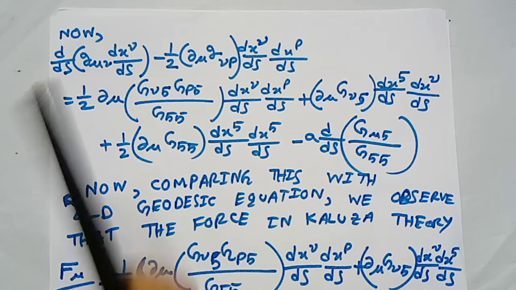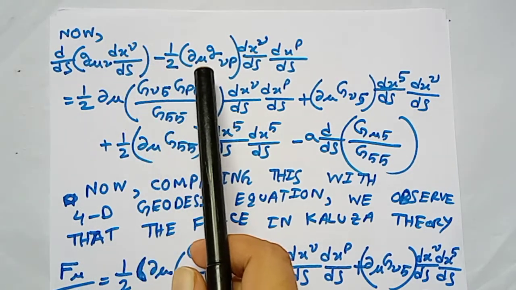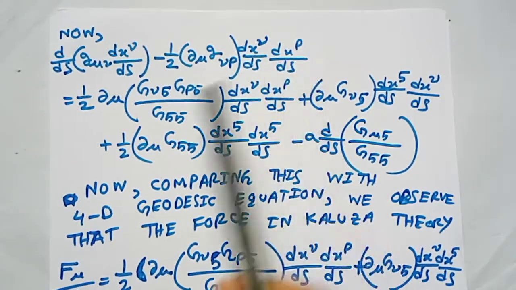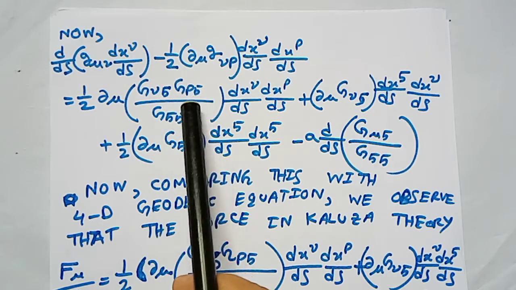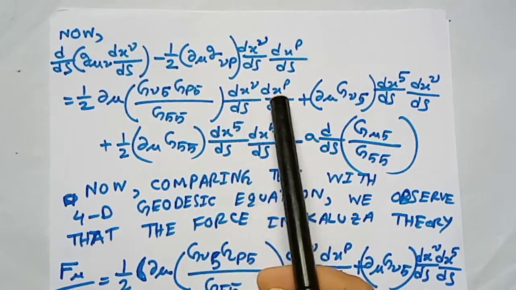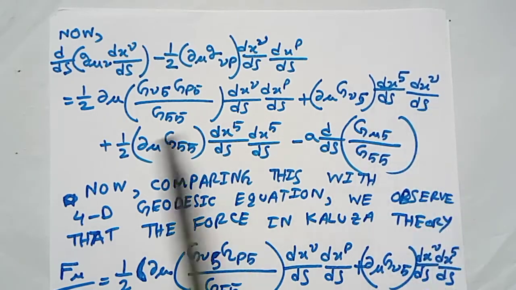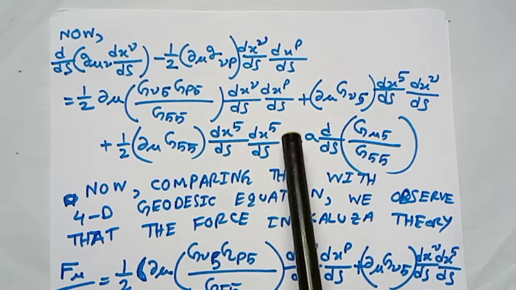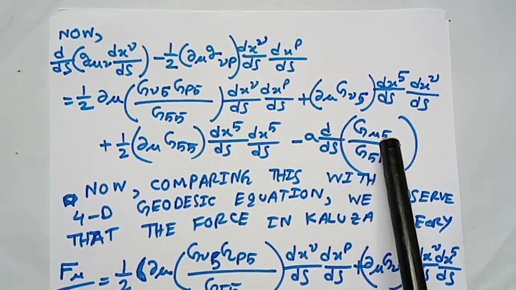Now we have d/ds (g_μν dx^ν/ds) minus half ∂_μ g_νρ dx^ν/ds dx^ρ/ds equal to ∂_μ g_ν5 dx^ν/ds dx^5/ds plus half ∂_μ g_55 dx^5/ds dx^5/ds minus a d/ds (g_μ5 g_55).